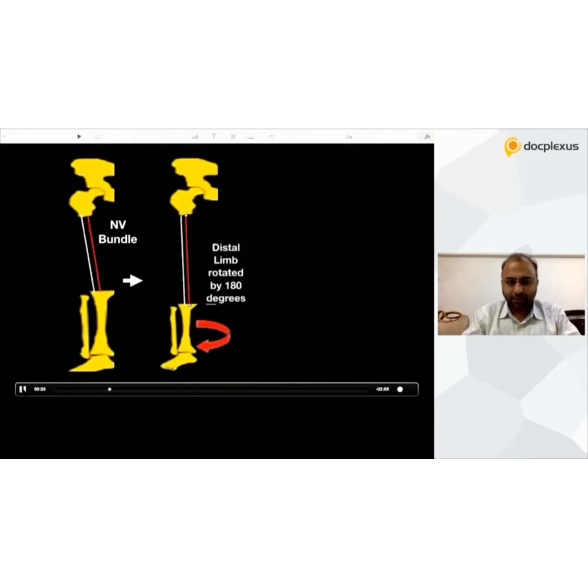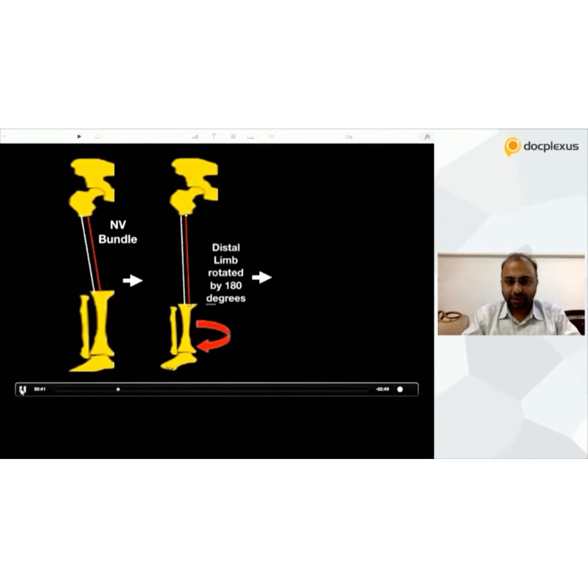The limb is rotated by 180 degrees. This is very important. Normally our foot is facing in front, but in this procedure you have to rotate the limb by 180 degrees so that the ankle joint will work as the knee joint. The plantar flexion and dorsiflexion give movement similar to our knee joint if we rotate the limb by 180 degrees. This is a very important procedure: preserve the artery, vein and nerve and rotate the limb by 180 degrees.